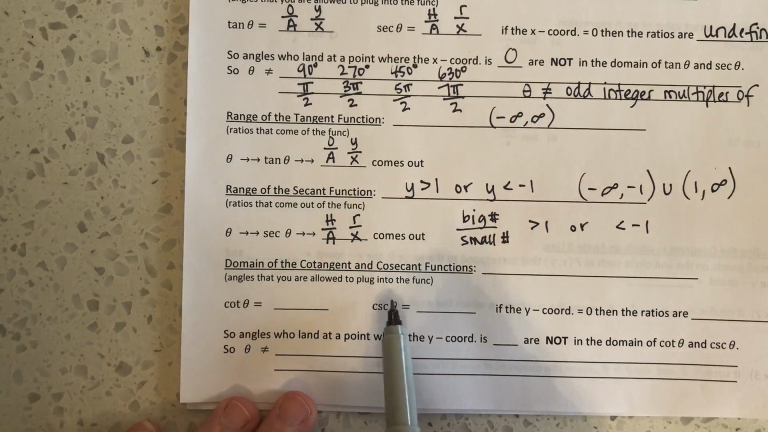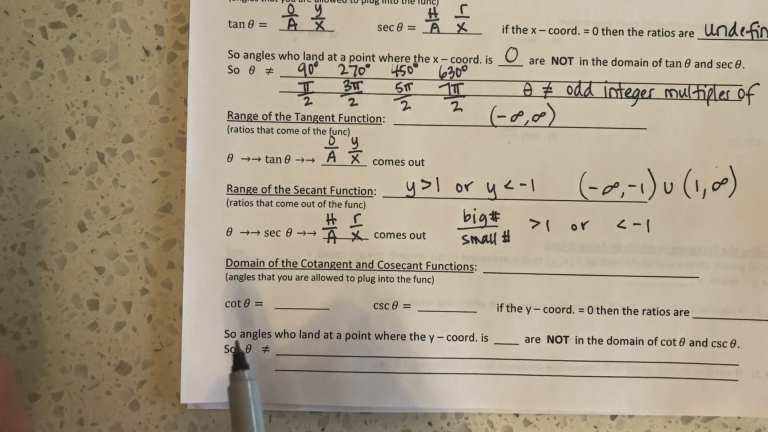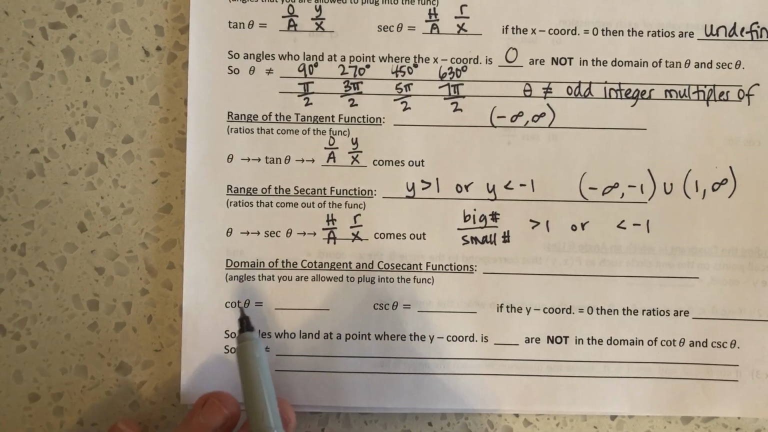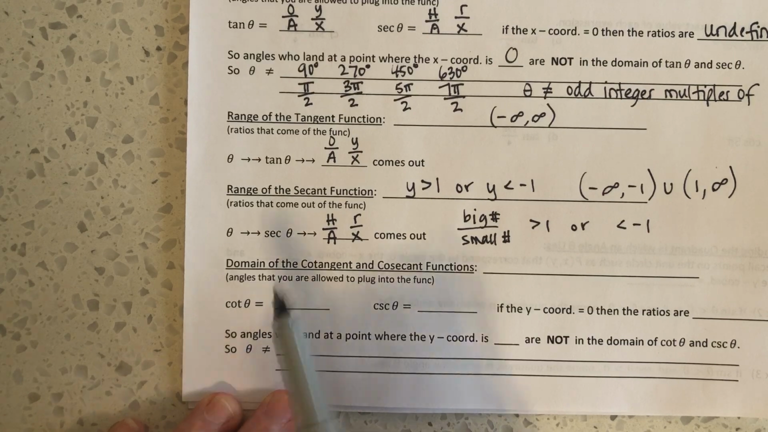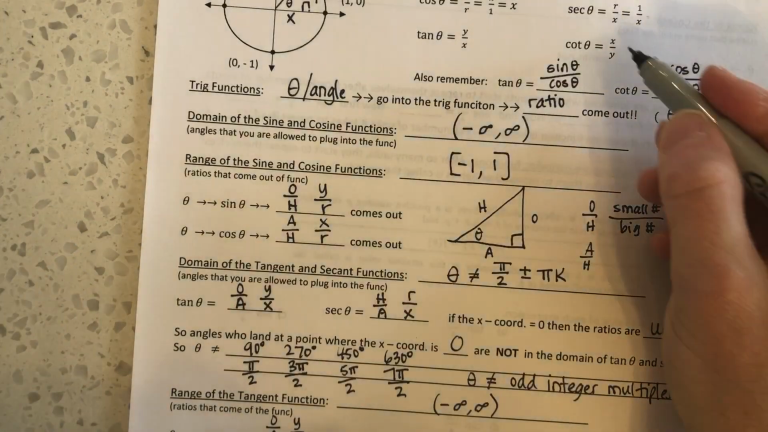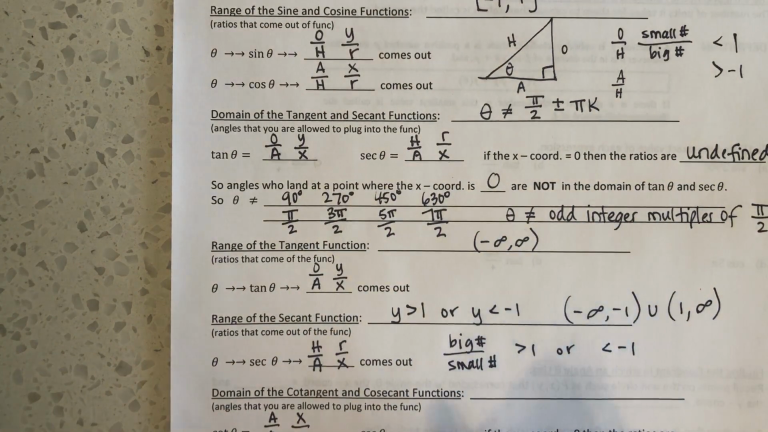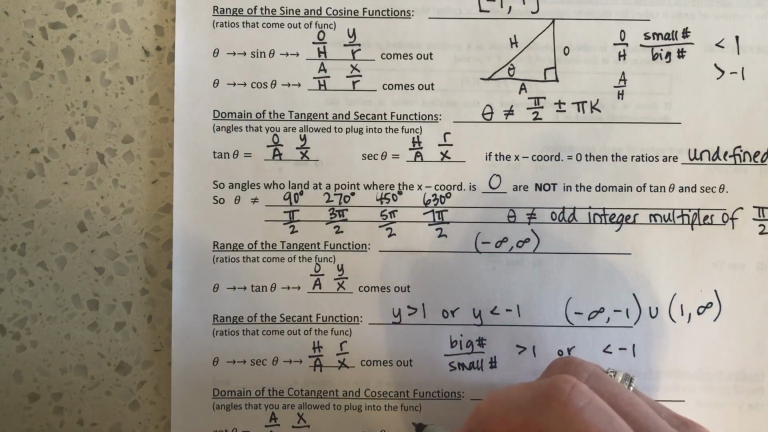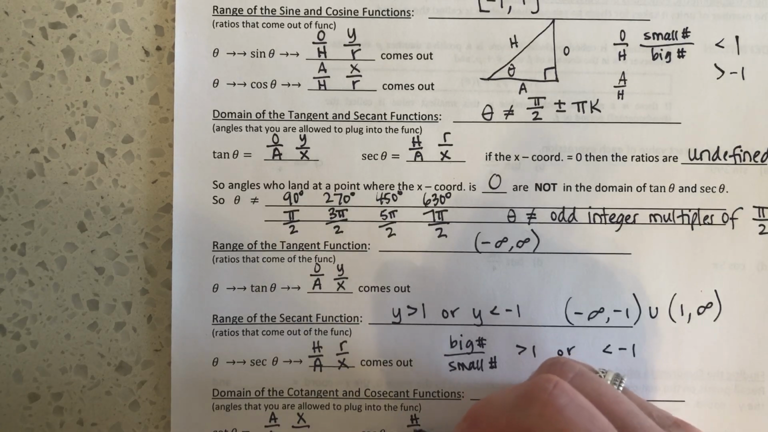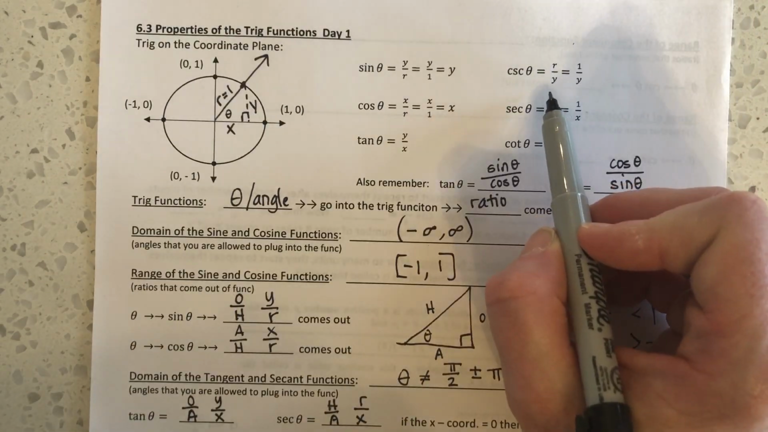What angles are you allowed to plug into the cotangent and cosecant functions? Okay, well, let's think about how their ratios work, how these functions work. An angle goes in, and what ratio comes out? Well, again, cotangent used to be the reciprocal of tangent, so it's A over O, but we've redefined it to be X over Y. All right, and then the cosecant, it used to be H over O, right? The reciprocal of sine, but we redefined it to be a radius over a y coordinate.